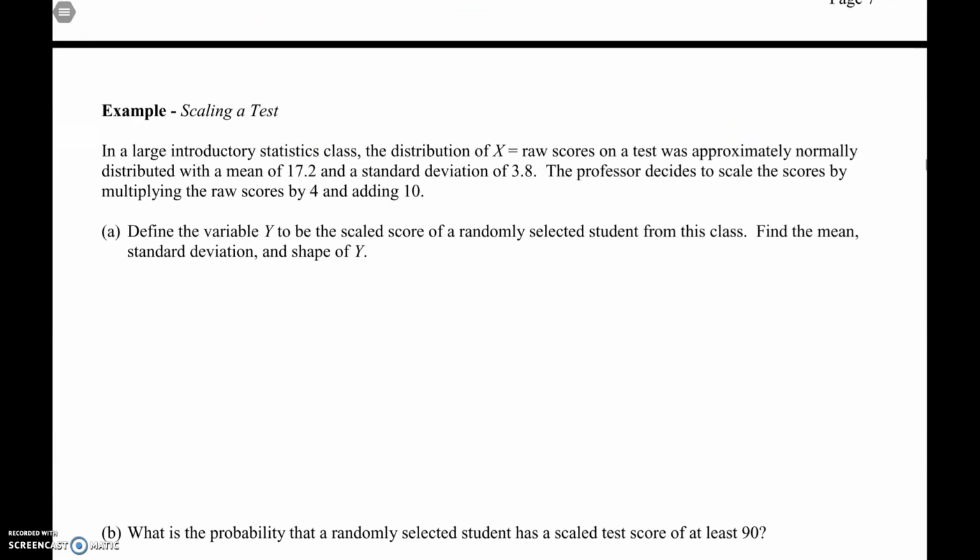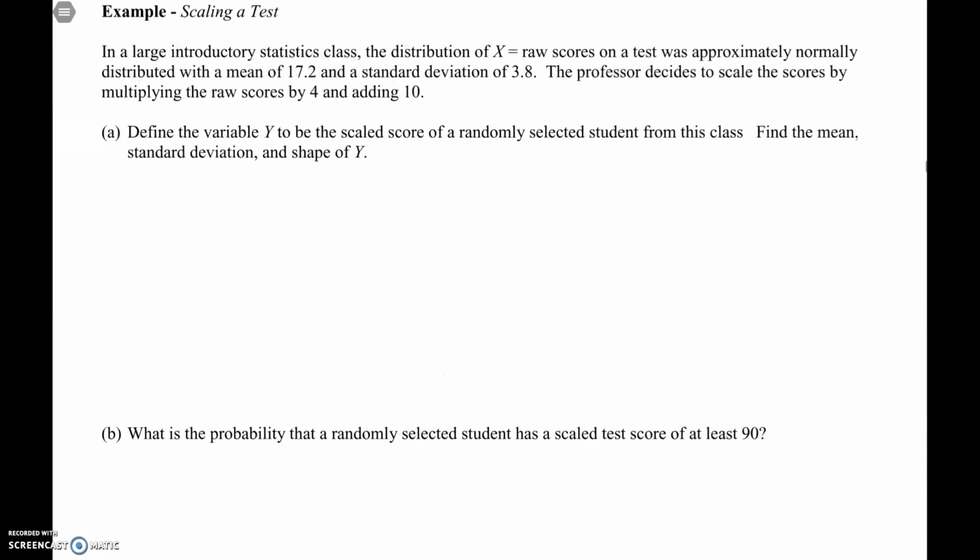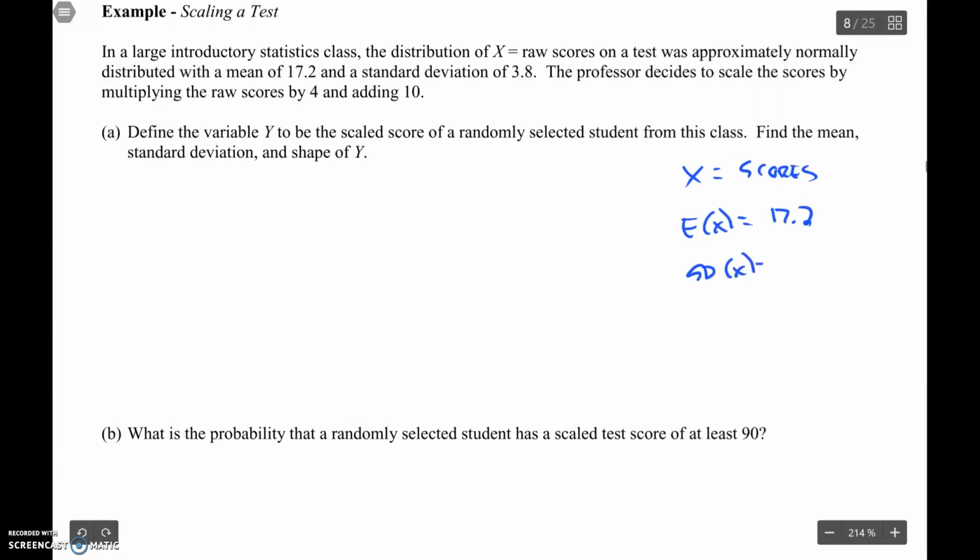Scaling a test. All right, I think we skipped this one in class, but I'm going to do it here in case you guys are interested. In a large introductory stat class, the distribution X of raw scores on a test was approximately normal. This is scores. So the expected value of X is 17.2, and the standard deviation of X is 3.8. The professor decides to scale the scores, so the final score, let's call it the grade. The grade they get is going to be calculated by multiplying the raw scores by 4 and adding 10.